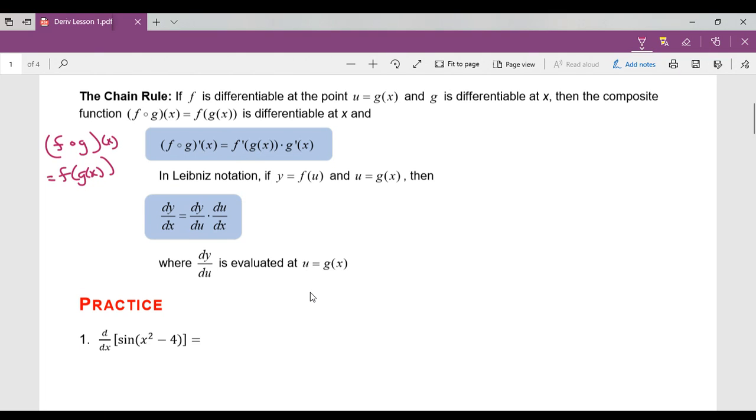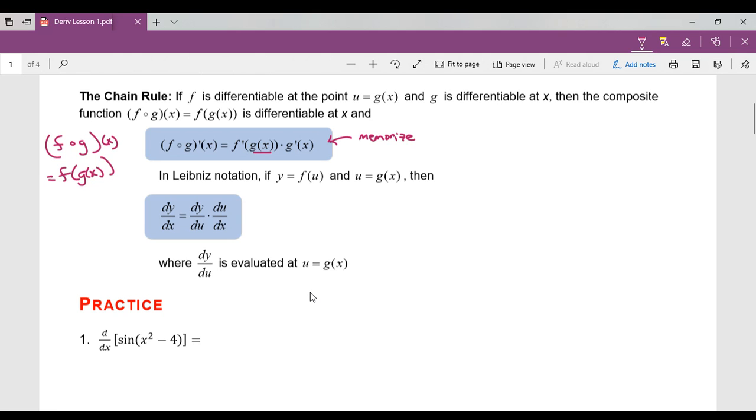So now how do you make sense of this? It looks like we're taking the derivative of the outside function, right? That's why you see f prime, but you're evaluating it at the inside function. So you're not changing the inside function. But then you're going to multiply all of that by the derivative of the inside function. This is the definition of the chain rule. You are going to want to memorize this definition.